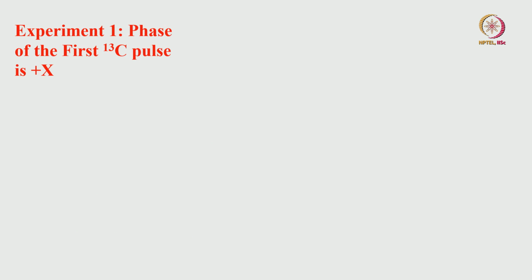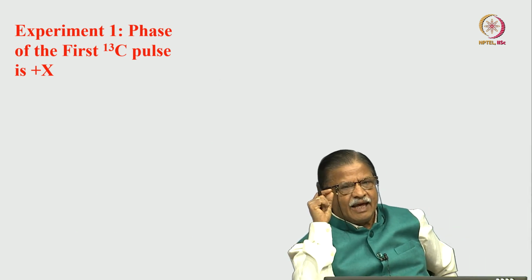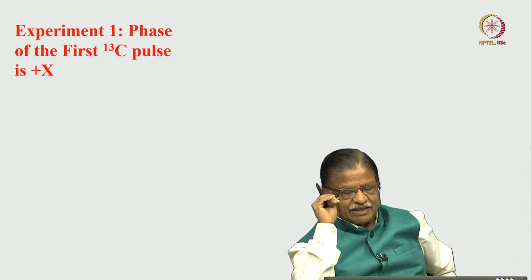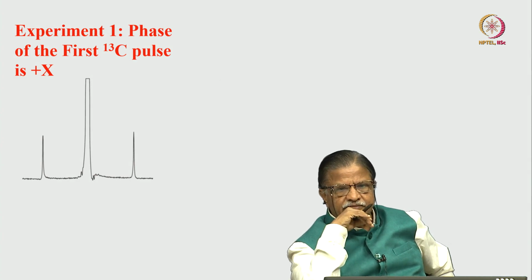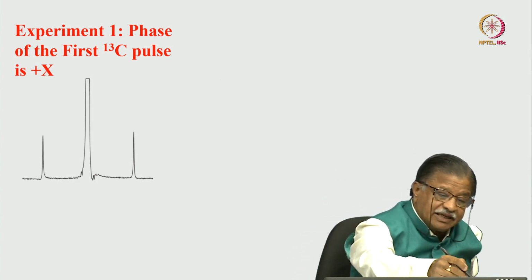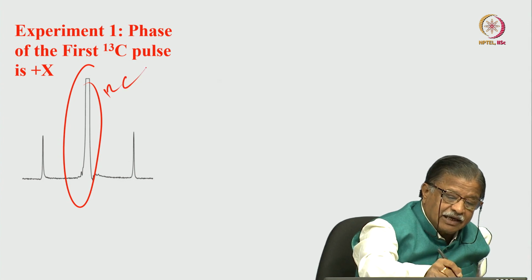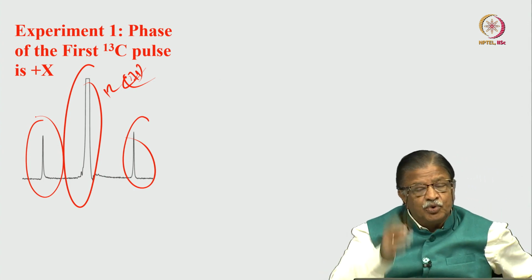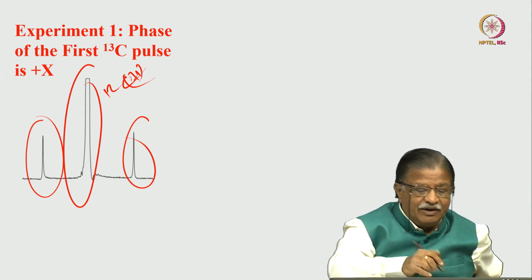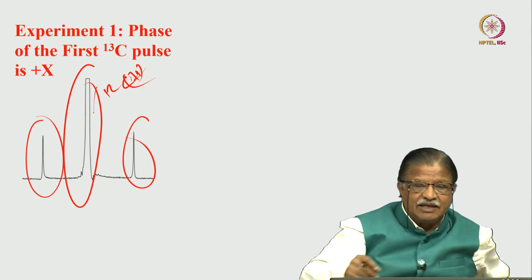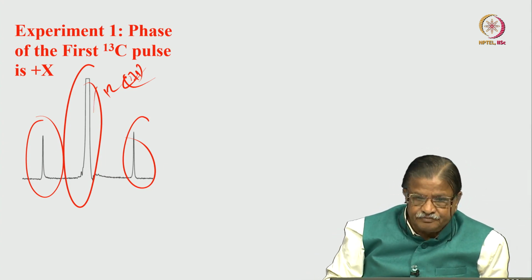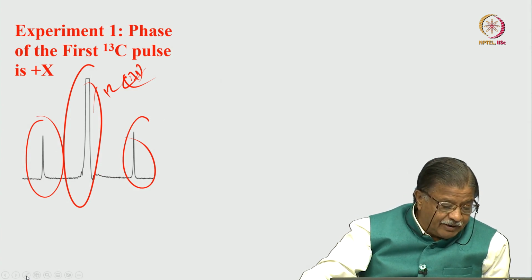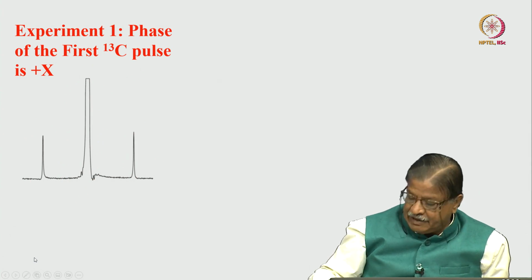Take experiment 1, where I am doing an experiment with the first pulse on carbon 13 as plus x. I get a signal like this. This is the major thing coming, the carbon 12 attached proton, and I am interested in these satellite peaks. A huge peak is coming, and that will suppress this signal because the major component is coming from the abundant spin, C12 attached to proton. That is one experiment I will do with first pulse plus x.